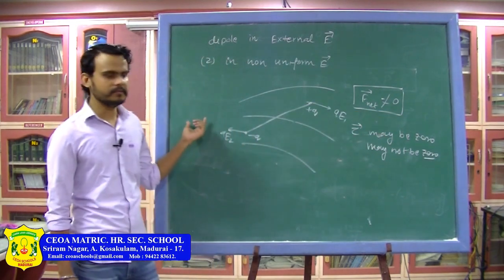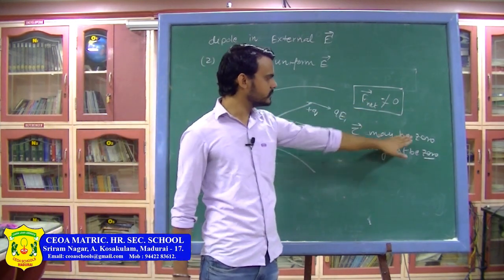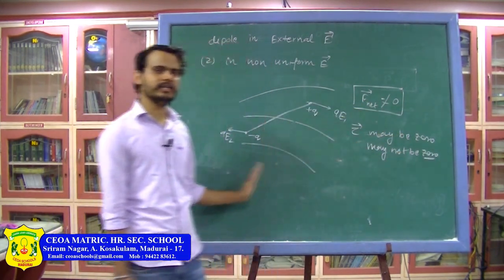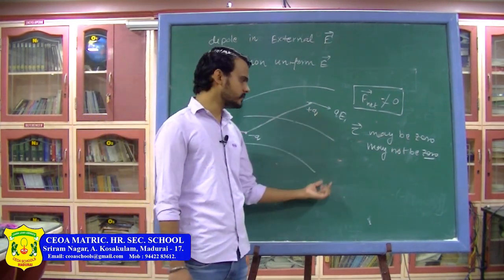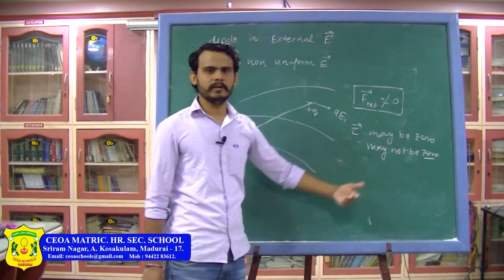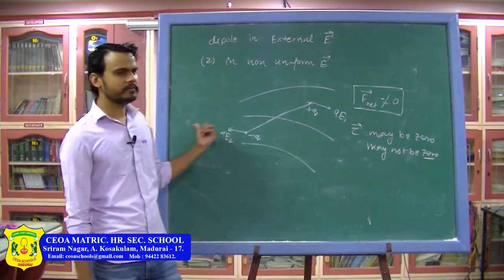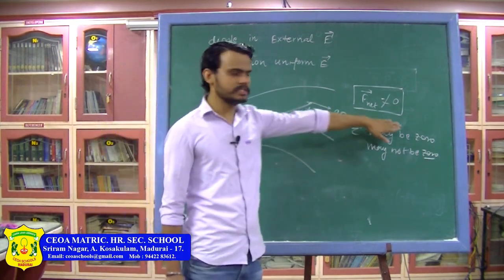In a uniform electric field, net force is always 0, torque again may be 0, it may not be 0. That we have seen, torque is P cross E, which is P E sin theta. If theta is 0, torque will be 0, if theta is non-zero, torque will be non-zero. So torque may be 0, it may not be 0, but in case of uniform electric field, net force will be 0, in case of non-uniform electric field, it will be non-zero.